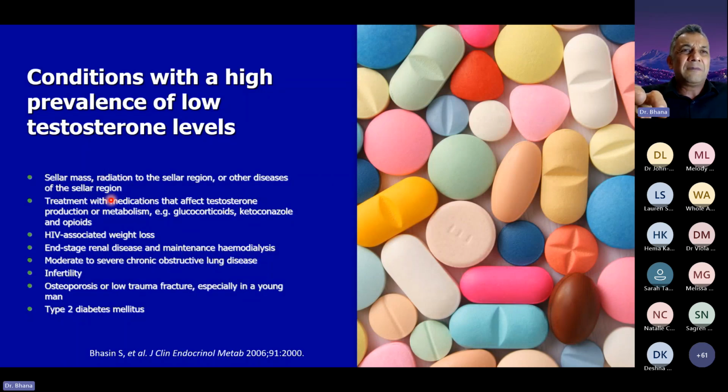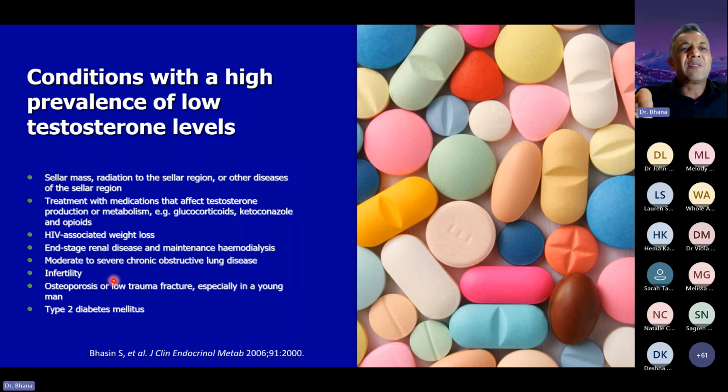There are certain treatments that will affect testosterone production, like steroids, the antifungals, and certainly opioids have been shown to suppress or depress levels of testosterone. HIV-associated weight loss, in fact, that's why a long time ago the treatment for improving muscle mass in patients with advanced HIV was either growth hormone or testosterone or both. End-stage renal failure, the vast majority of these patients will be deficient in testosterone.